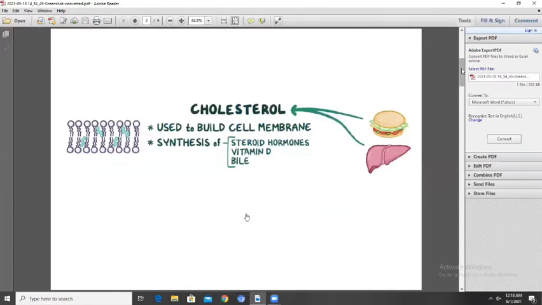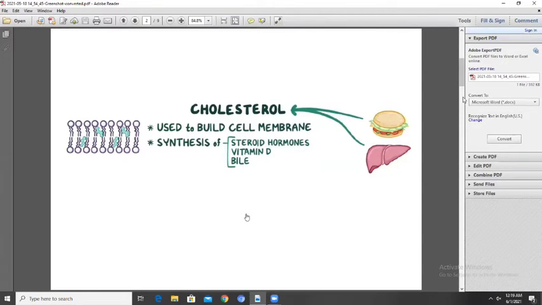Moving towards the next slide, cholesterol. Cholesterol is used to build up the cell membrane of our body cells. Cholesterol is derived from dietary food, lipid food, for example, high cholesterol meat and things that are derived from milk, like cheese, butter, and yogurt. These all lead to cholesterol, which is used to build up cell membranes.